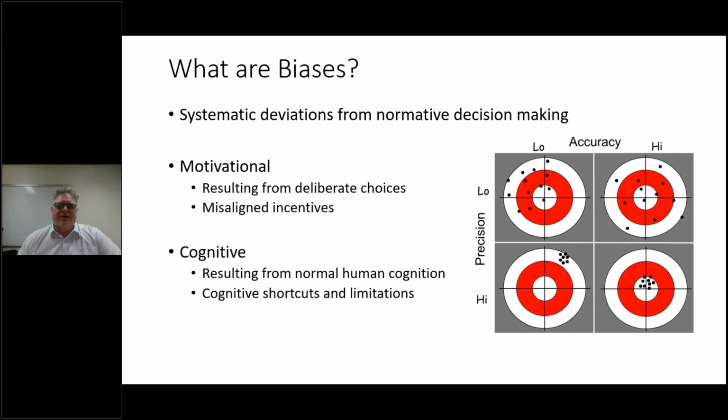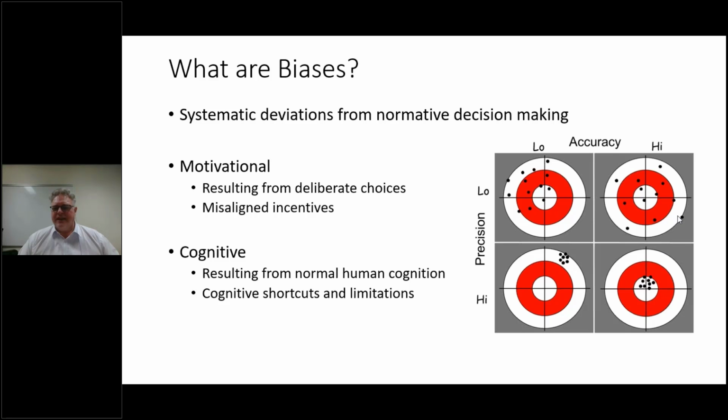But just, I realize this is probably unnecessary for this audience, but just to be clear, when we're talking about biases, we're typically talking about systematic deviations from normative decision making. And the systematic part is important. So, everyone gets things wrong.